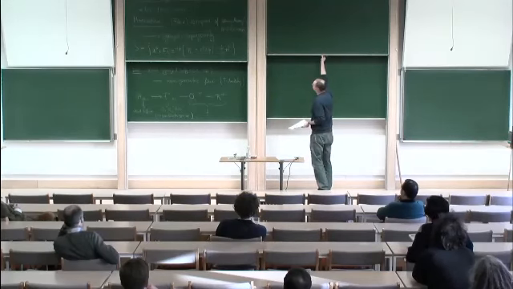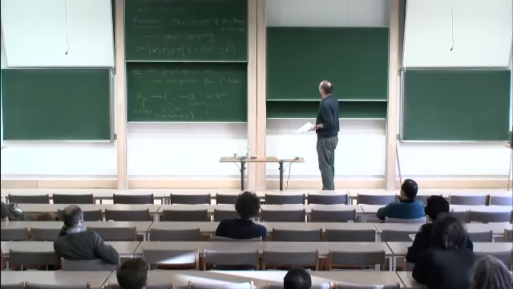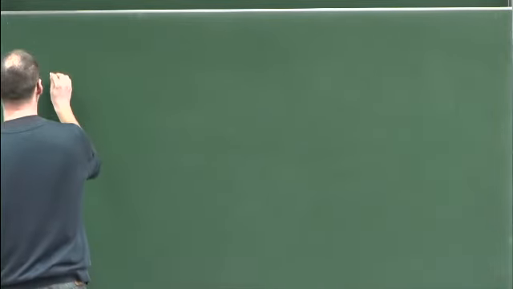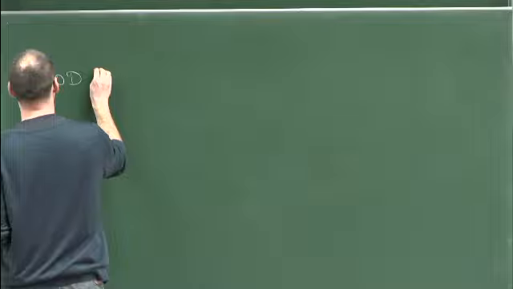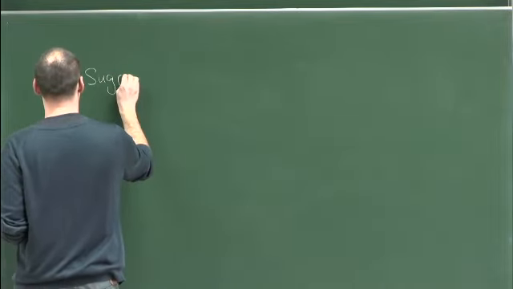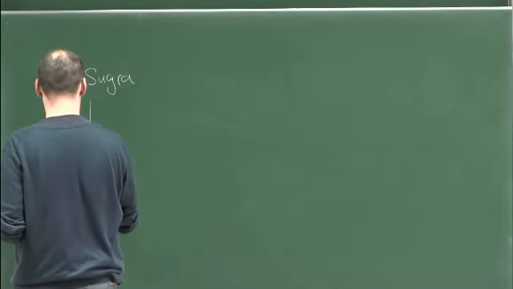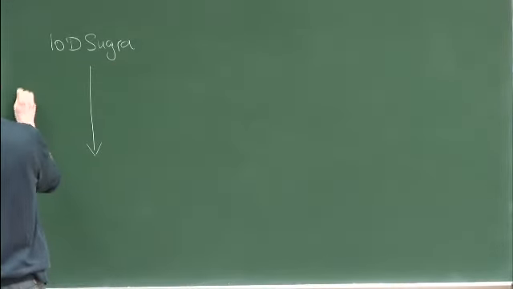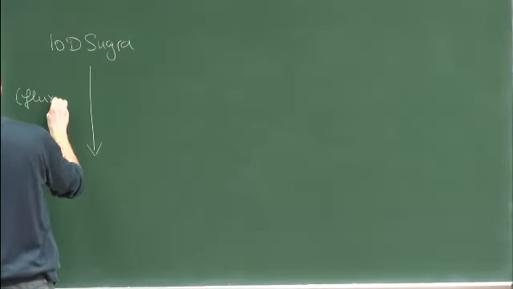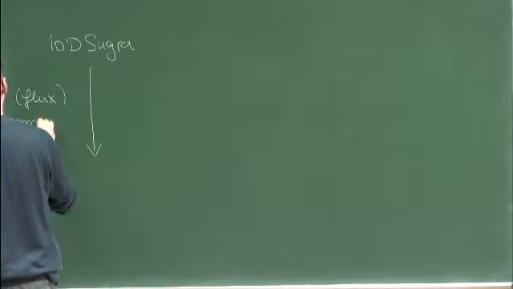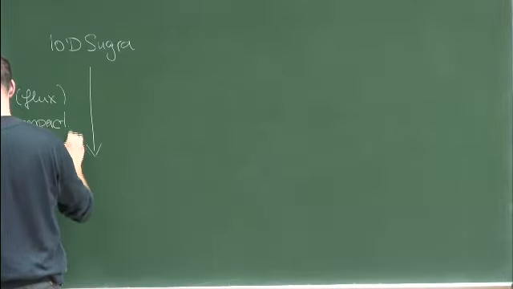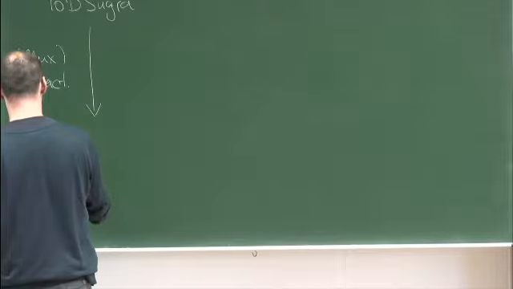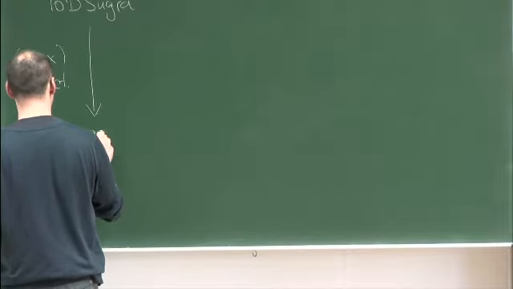So before I get into the details, let me give you a schematic diagram of what we have been doing. Starting from 10-dimensional supergravity, standard 10D supergravity, we can do a flux compactification, or any compactification. And what we get is, let's say in 4 dimensions, it doesn't really matter, 4-dimensional gauge supergravity.